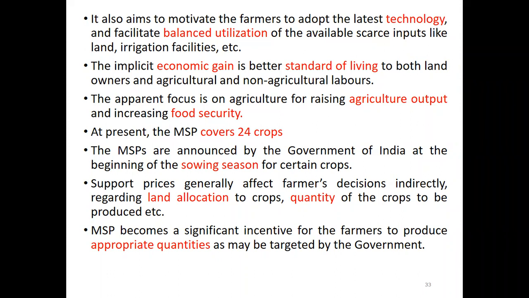Now there are around 24 to 36 crops every year, with additions to these crops, whose minimum support price will be decided. These minimum support prices are announced by the Government of India at the beginning of the sowing season. Before the crop season starts, the government declares these activities.